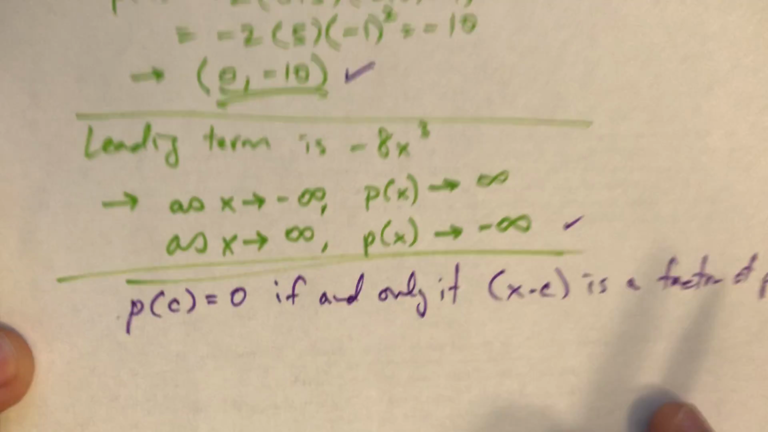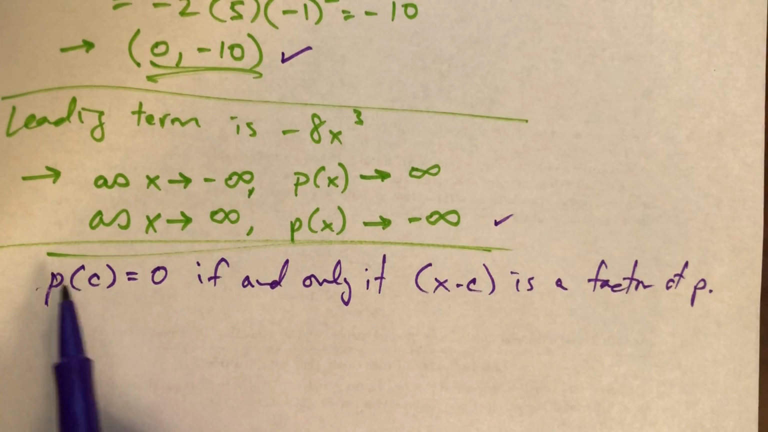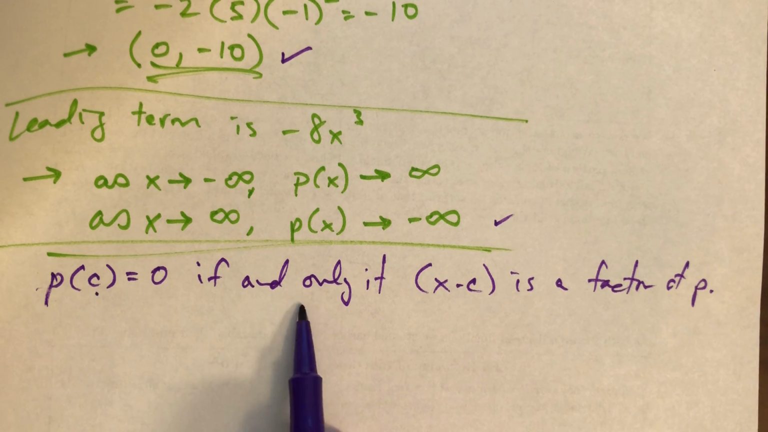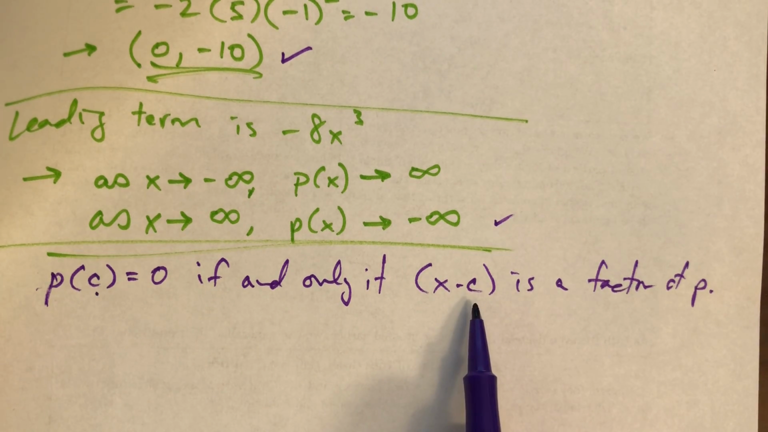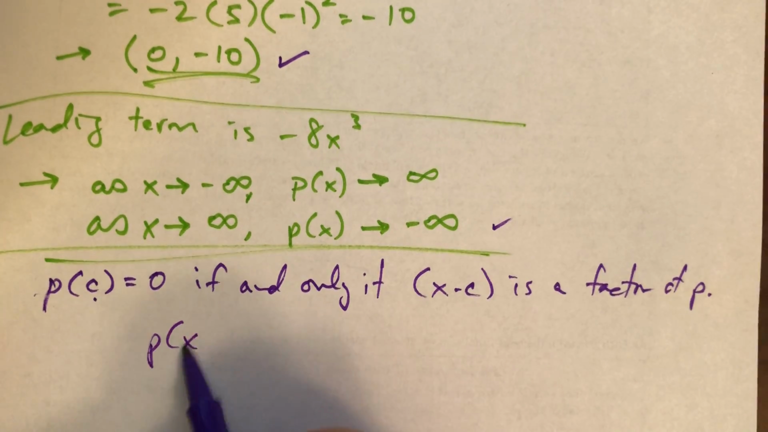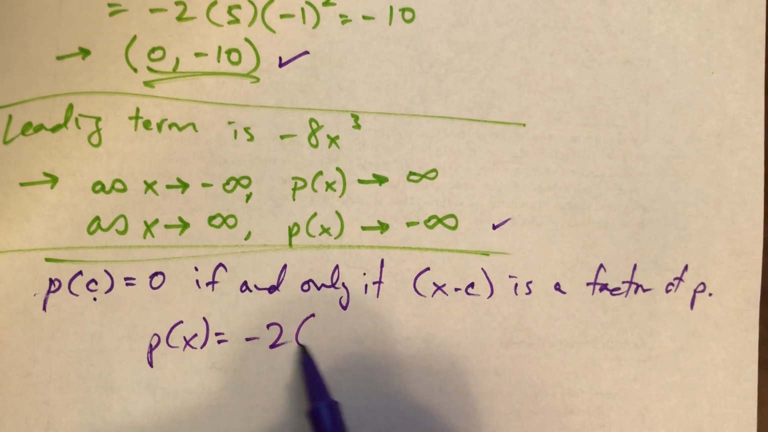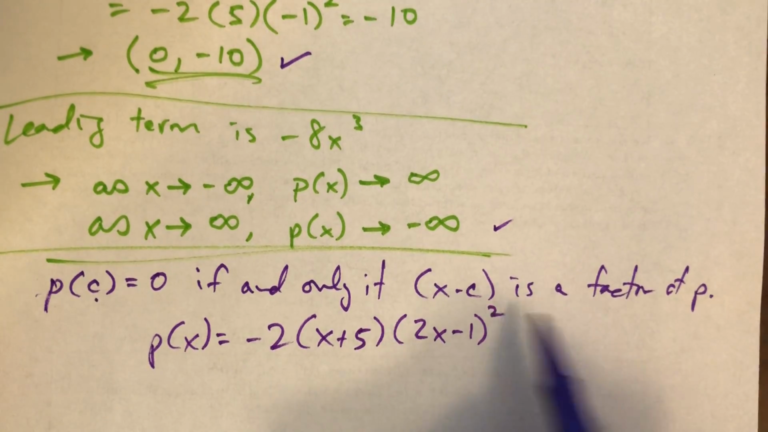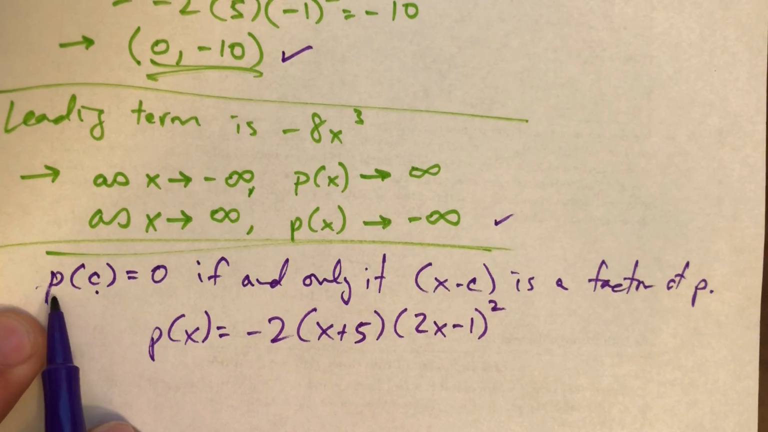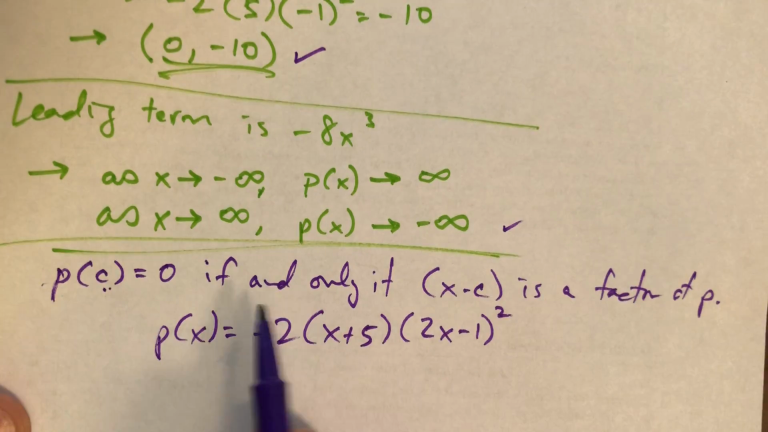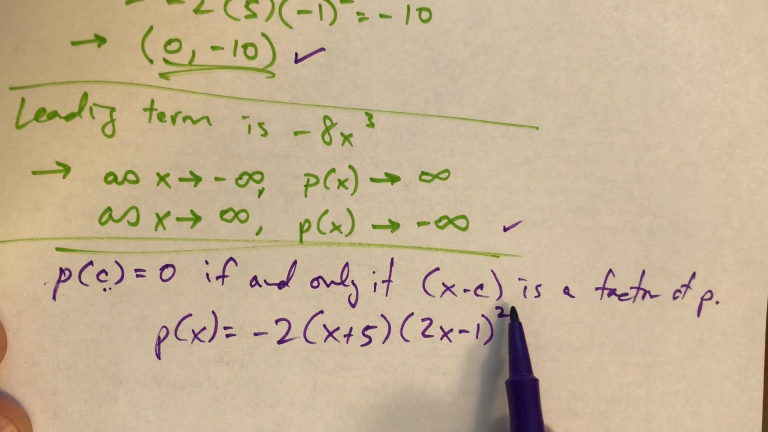So this is the factor theorem, right? Some number gives us a 0 out of the function if and only if x minus that number is a factor. So let's take a look at, I'll just rewrite it again. I don't want to keep going up and down with the paper. All right, so c is a 0 if and only if x minus c is a factor.